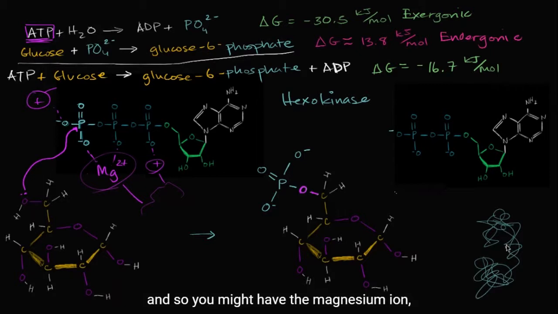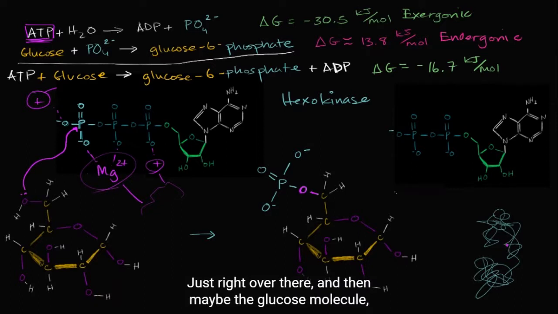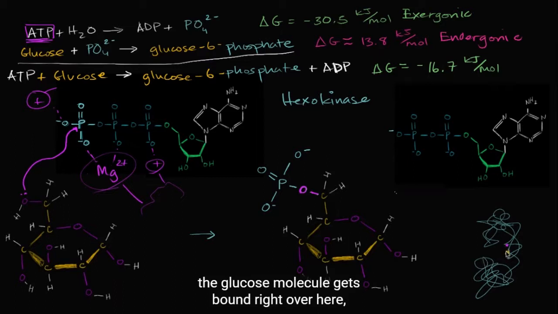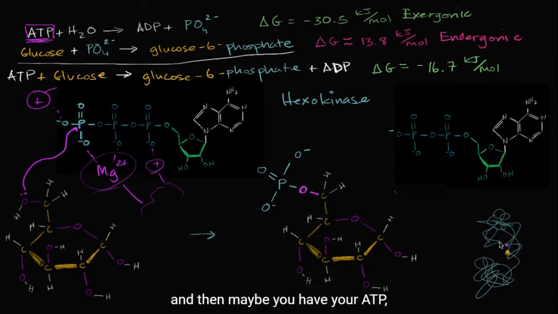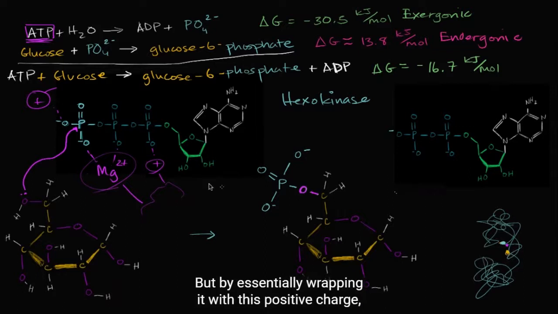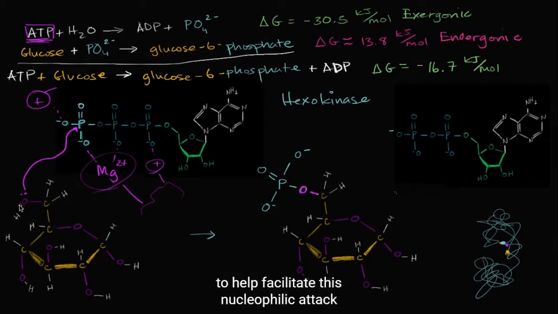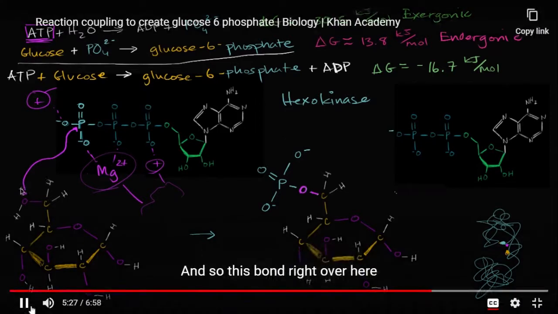So you might have the magnesium just right over there, and then maybe the glucose molecule gets bound right here, and then maybe your ATP gets bound right over here. This isn't exactly to scale. But by essentially wrapping it with this positive charge, I'm able to pull the electrons away to help facilitate this nucleophilic attack that needs to happen for the reaction to proceed. So again, nothing you haven't seen before. I know this looks complicated, but this is an enzyme, right?